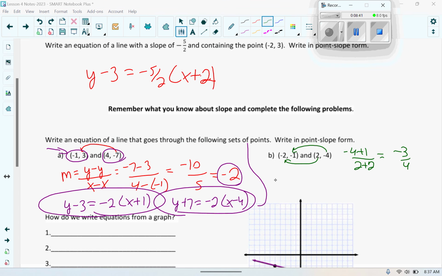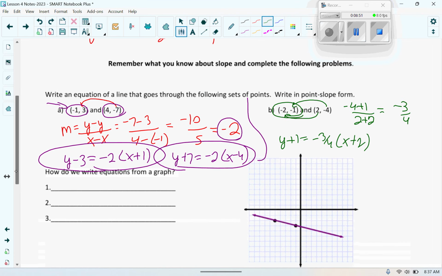And again, it doesn't matter which one you choose. So this one on the left, I'll just say y plus 1 is equal to -3/4 x plus 2. Okay, so what if we don't have an equation, we just have a graph?